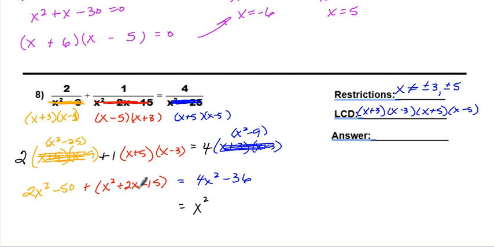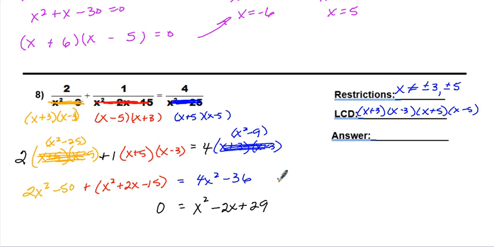X terms, it appears I've only got one of them. I've got this 2x here. So subtract 2x from both sides. Constants, I have negative 65 on this side and negative 36 on this side. So to counteract the negative 65 over here, I'll add 65 to both sides. So when I add 65 to both sides, I have plus 29. And after subtracting everything from this side, I'm left with nothing over here.